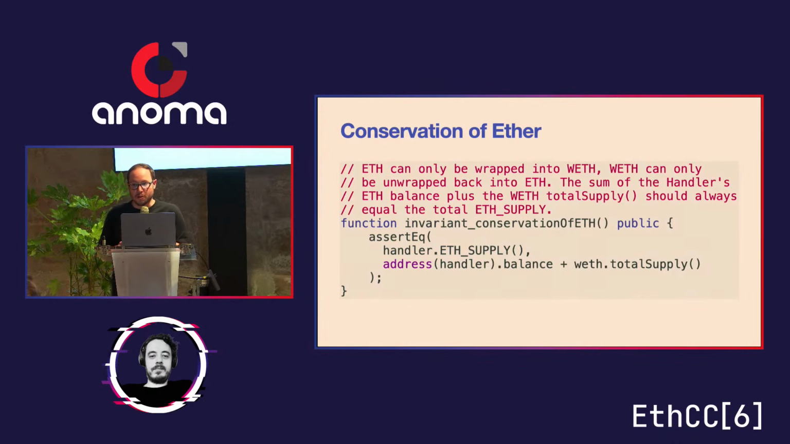And then from here, we can now define our invariant test in the invariant test file. So here's the property that should always hold. The handler ETH supply, which we can access since it's exposed as a public constant, is equal to the handler contract's balance plus the WETH total supply at all times.